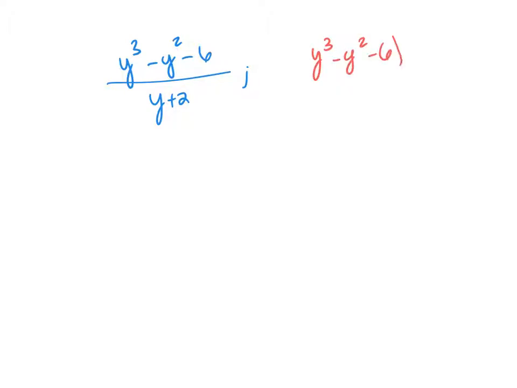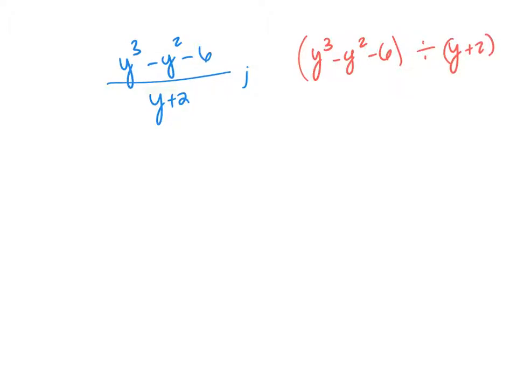So there's three ways you might see a problem written, and they all mean the same thing, so don't get them confused. If you have this, y cubed minus y squared minus 6 over y plus 2, you might see it like that, or you might see it like y cubed minus y squared minus 6 divided by y plus 2. That's the same thing. It means the same thing.